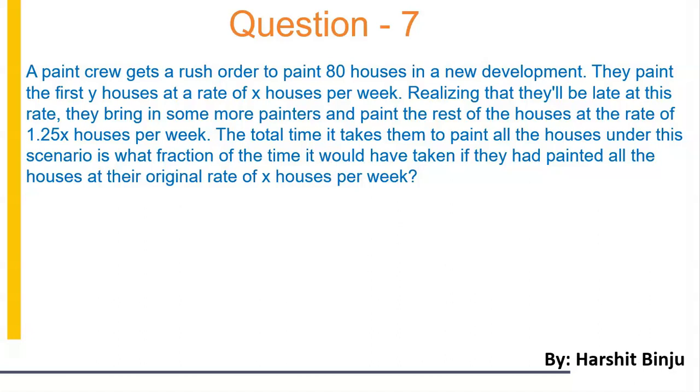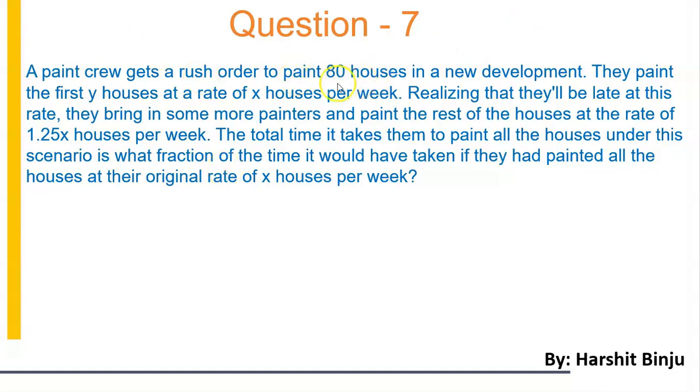All right, let's try this one. A paint crew gets a rush order to paint 80 houses in a new development. They paint the first Y houses at a rate of X houses per week. Realizing that they'll be late at this rate, they bring in some more painters and paint the rest of the houses at a rate of 1.25x houses per week. The total time it takes them to paint all the houses under this scenario is what fraction of the time it would have taken if they had painted all the houses at the original rate x houses per week.